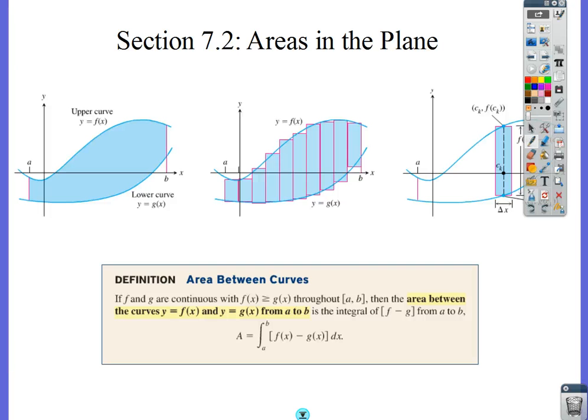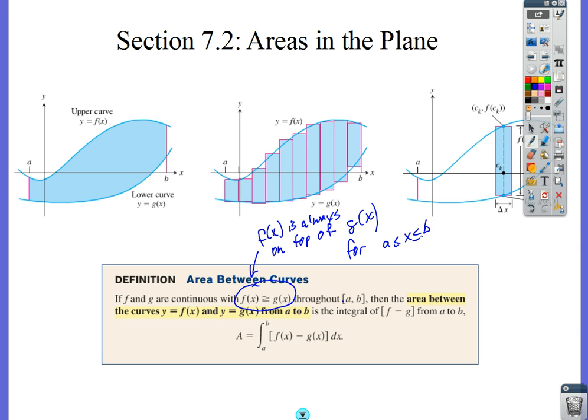How do I find the area between two curves? It says here, if f and g are continuous, where f of x is greater than g of x throughout a to b. What does this mean? This means that f of x is always on top of g of x. Always. That's what that means, for our interval a to b inclusive.